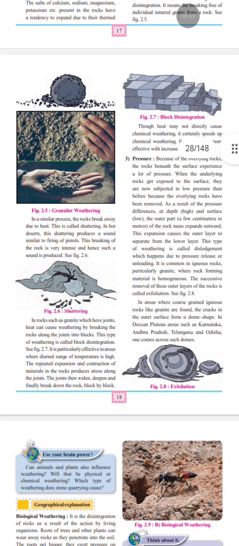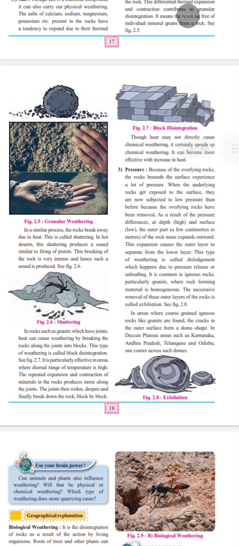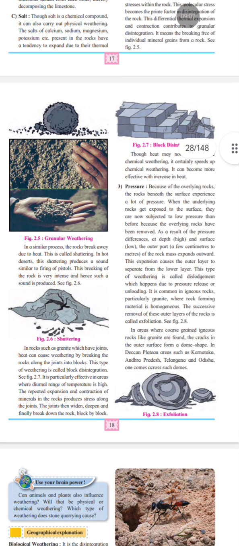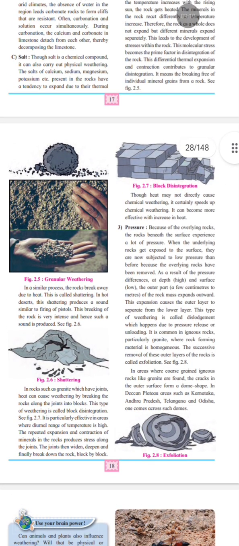Next is shattering. In hot deserts, extreme heat can cause rocks to break suddenly. This is called shattering. The breaking can sometimes produce a sound similar to the firing of a pistol. Now, first of all, learn about block disintegration. In rocks like granite, cracks or joints may already exist. Repeated heating and cooling cause these cracks to become wider. Eventually the rock breaks into blocks. This is called block disintegration.